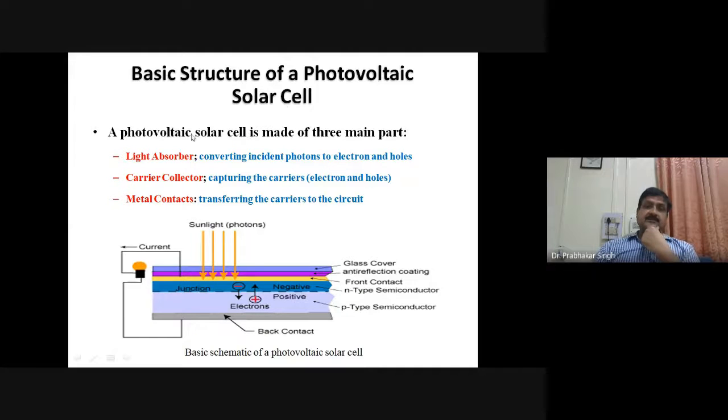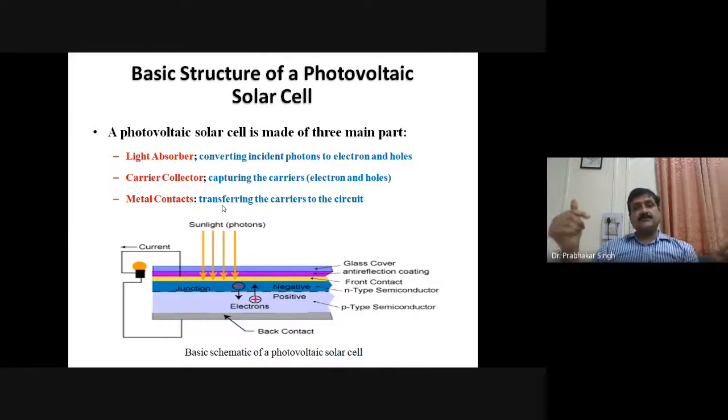If you consider a photovoltaic solar cell, the three main parts are there. You have a light absorber, that is the junction part, which, from the semiconductor point of view, is absorbing the light. Carrier collector, on both sides besides your depletion region, that indicates the carrier collector. And then metal contacts.